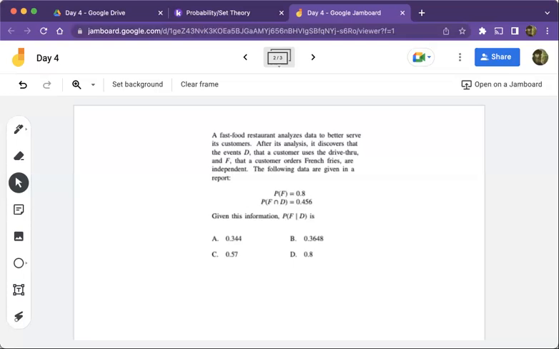So it says in the problem that the events are independent. So therefore, I'm going to use the formula: the probability of A equals the probability of A given B from our slides. So just from here, the probability of F given D equals the probability of F, which they give you. So the answer is 0.8. That's simple. You just had to know the definition of independent.